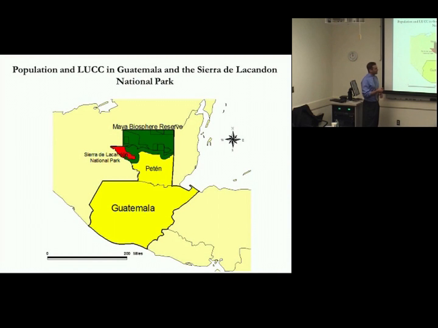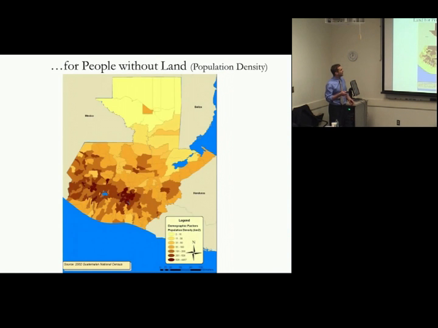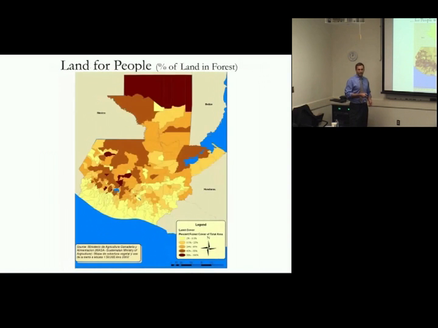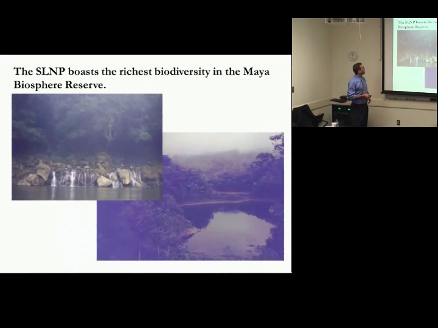So, been doing work since the mid-90s in the Sierra de Lacandón National Park, looking at population and land use interactions. And this is a core conservation zone of the Maya Biosphere Reserve. And this forms the heart of the Selva Maya, which is the largest lowland rainforest in Mesoamerica. So prima facie, this appears to be a situation of land for people. There's a map of percent of land and forest, lots of forest here, little forest here. Land for people without land, map of population density, right? Nearly a reverse, one or the other.